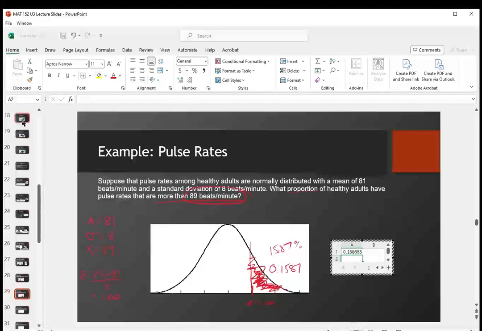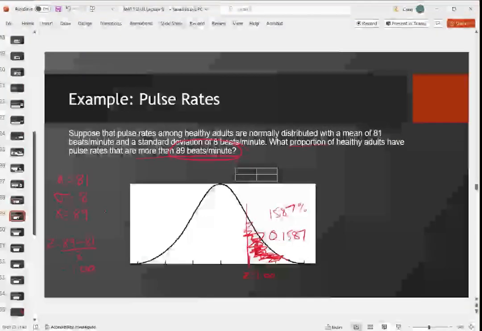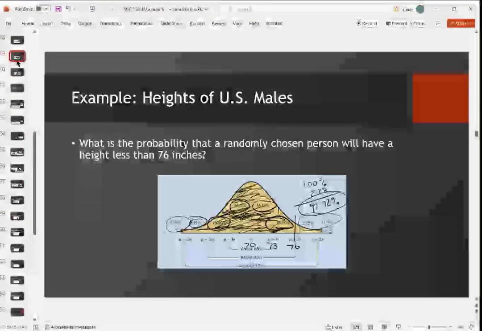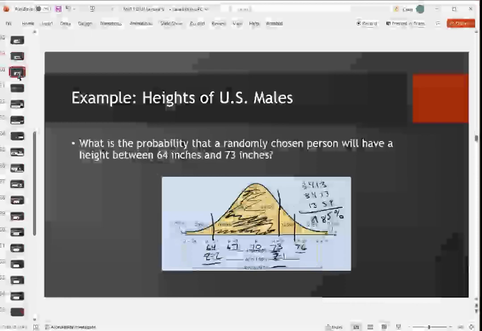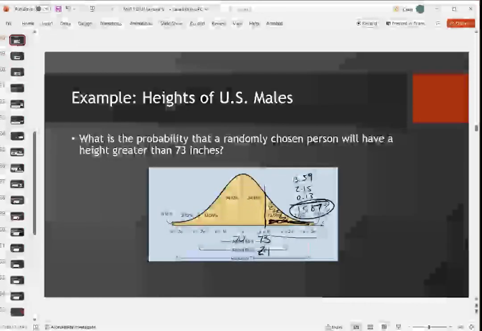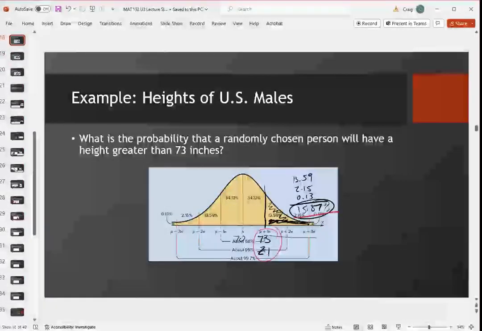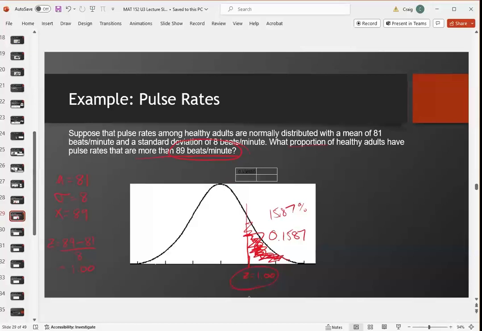Let me point something out real quick. It was the very first question where Z was equal to 1, 15.87%. They're the same answer because the Z values are the same.